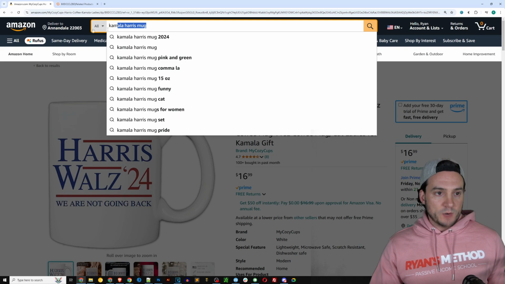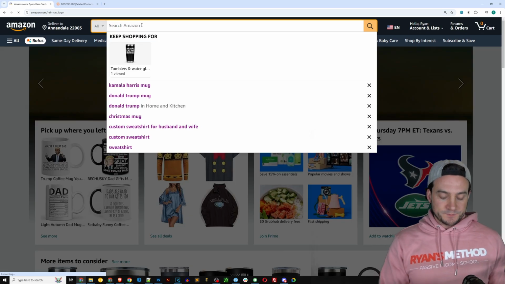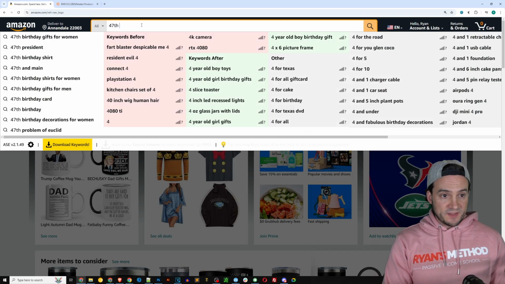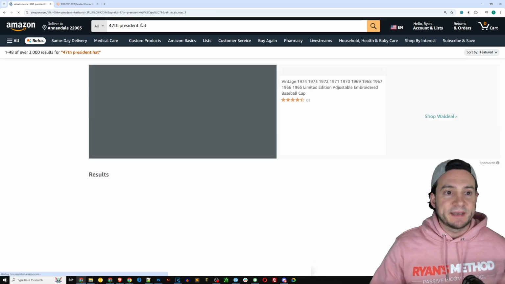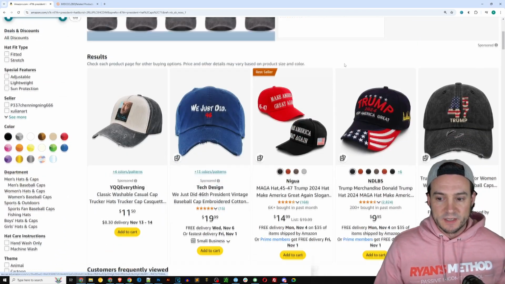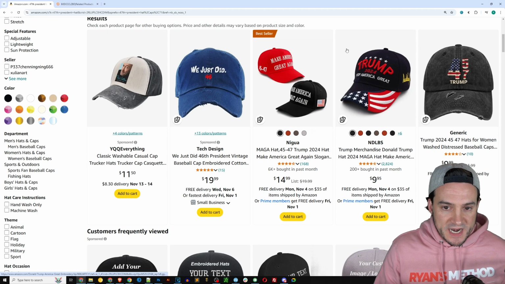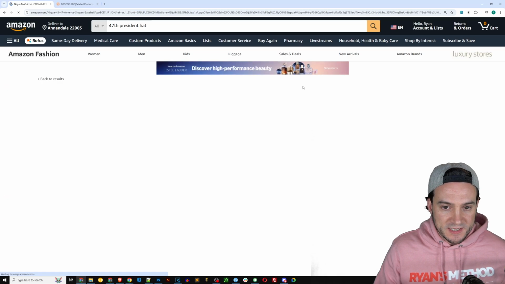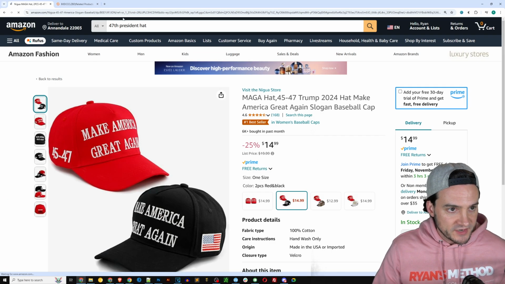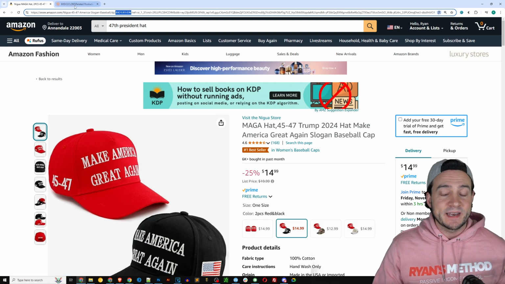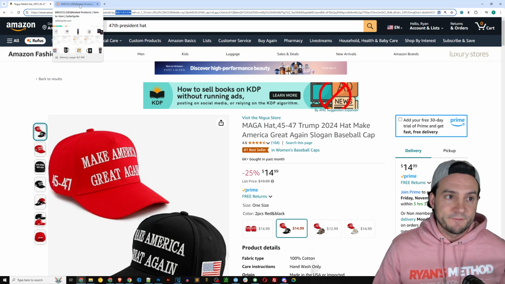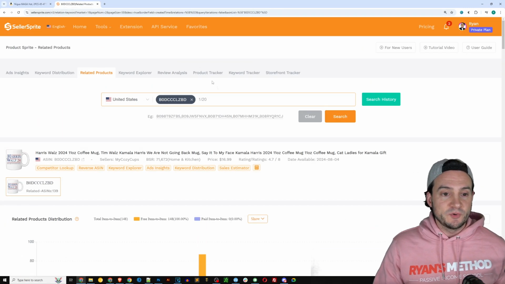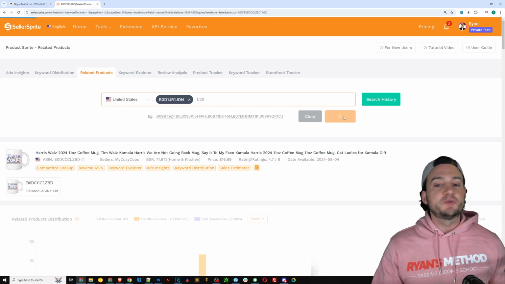Now, why don't we just go back here and just say, I don't know, 47th president hat. Okay, so keep it generic. The first non-ad that we see is this one right here. It is a MAGA 47 hat. I'm going to copy the ASIN. That is the Amazon unique ID from the URL. I'm going to go back to Seller Sprite, and I'm just going to do the same thing. Let's do it for hats real quick.